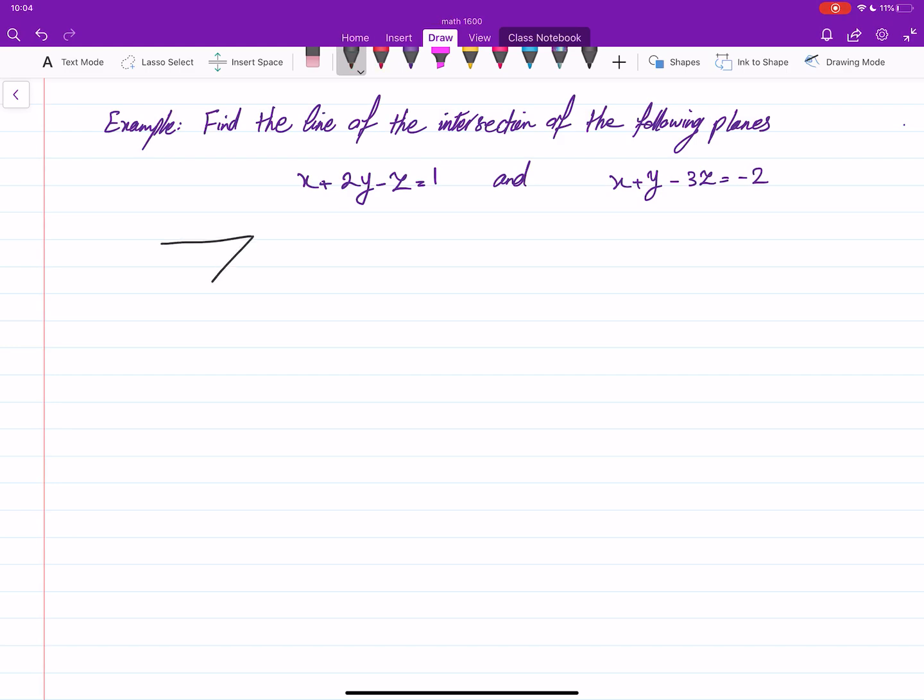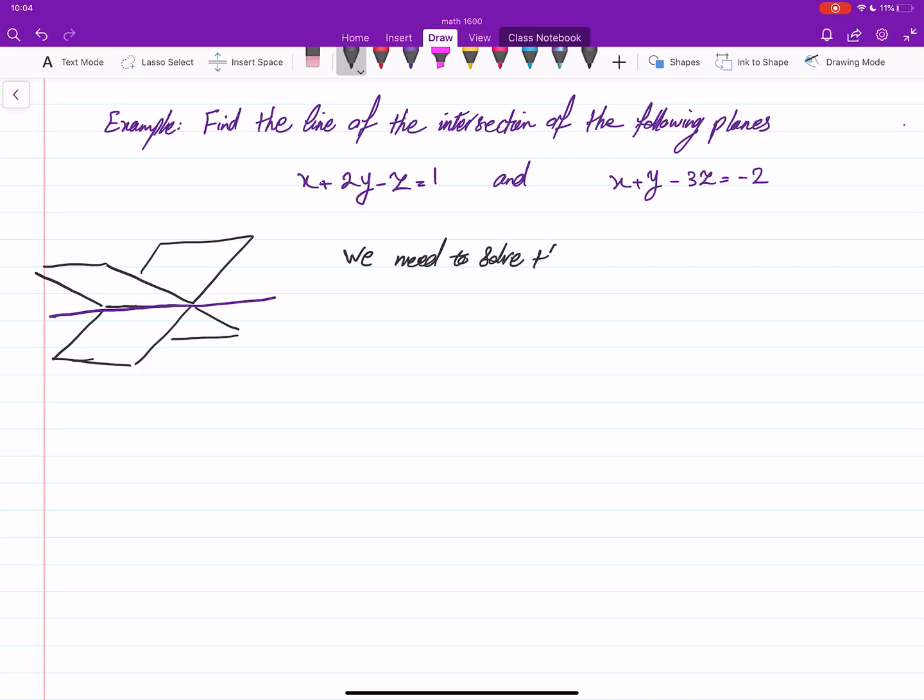Okay, so we have two planes, and they intersect along some line. We want to find what that line is. We have to solve the system. What system? Just put the general forms of these two planes together, and that's the system: x plus 2y minus z equals 1, and x plus y minus 3z equals negative 2.